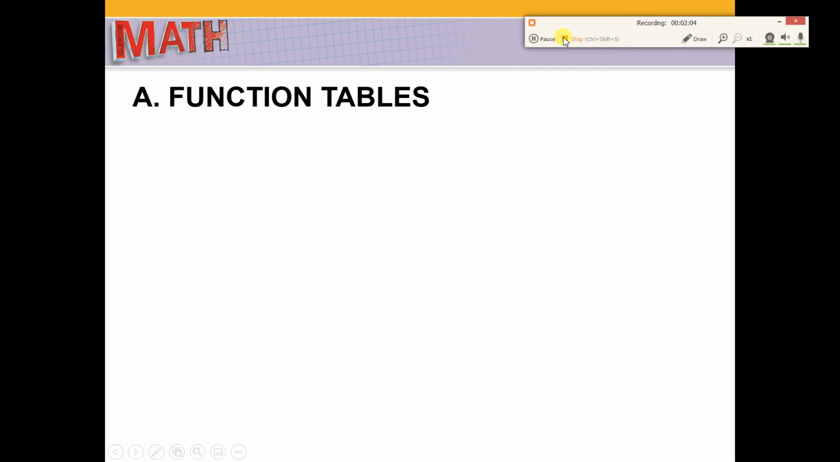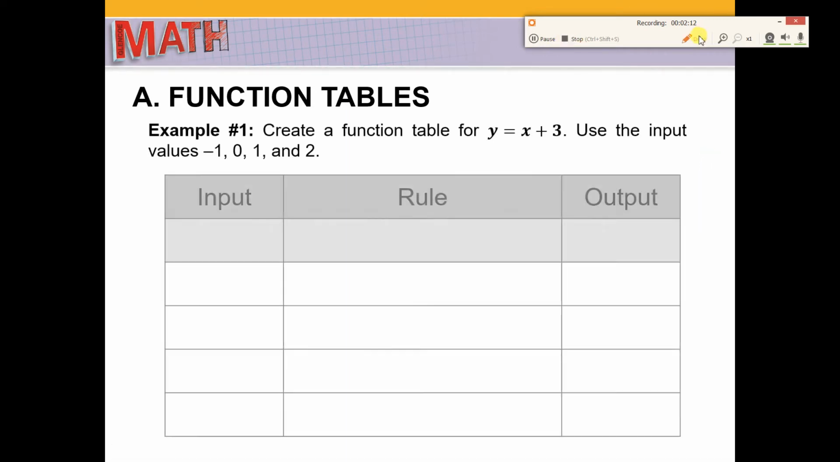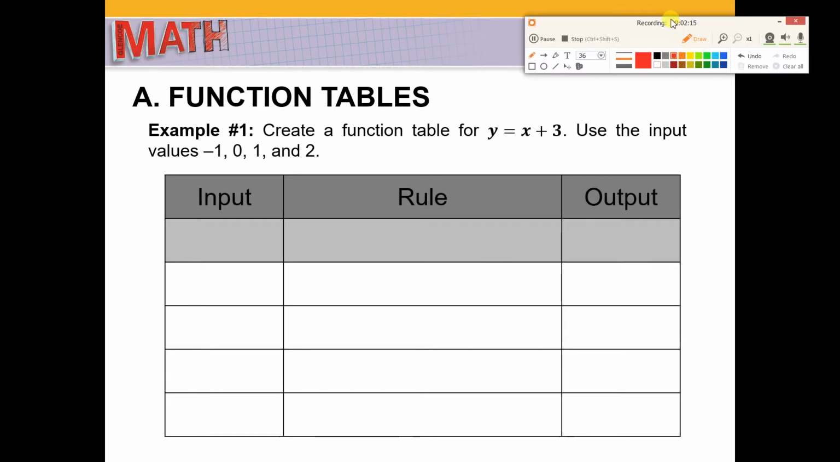So let's have a few examples so we can practice creating a function table. Here is our first example. The example is saying create a function table for y equal x plus 3. So this is our rule. The rule is y equal x plus 3. Use the input values negative 1, 0, 1, and 2. So it also gave us the input values negative 1, 0, 1, and 2.